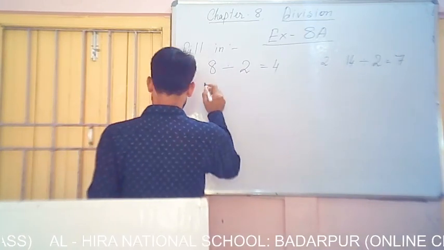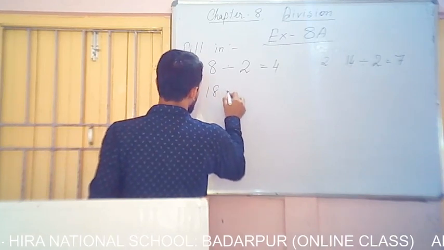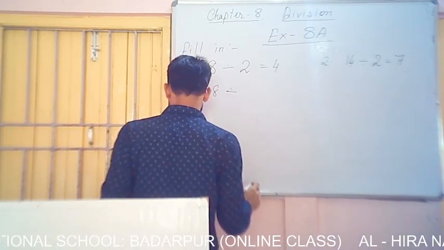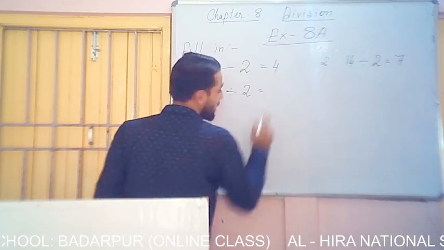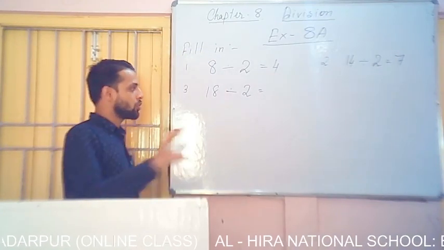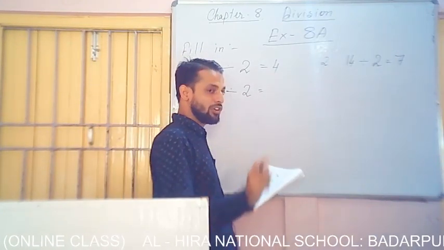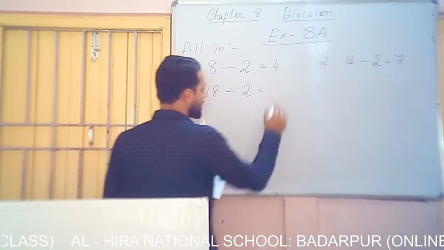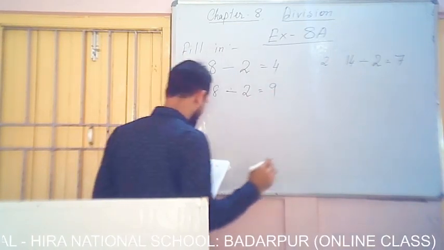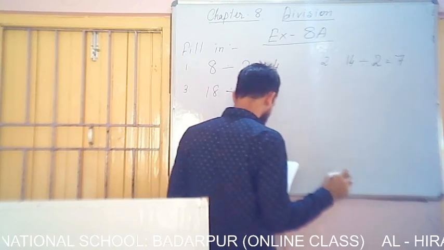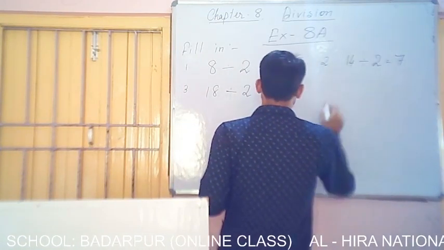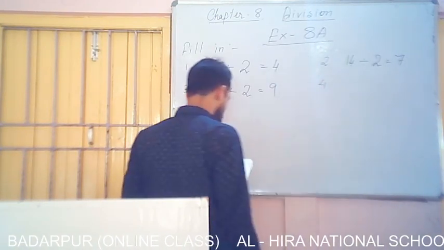Question number 3 is 18 divided by 2. Here again we have to follow multiplication table 2. If we go through multiplication table 2, easily we will get 2 nines are 18. Okay. So next question, we have to follow which table?